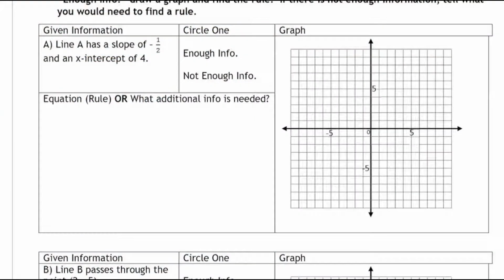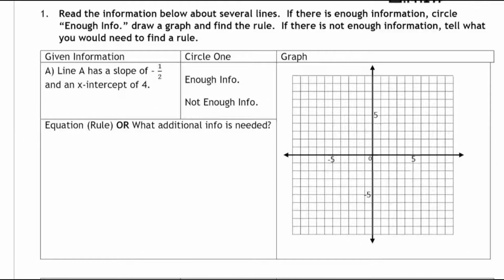So let's start. First question asks us to read the information about several lines. If there is enough information, circle "enough info," draw a graph and find a rule. If there's not enough information, tell what you would need to find the rule.